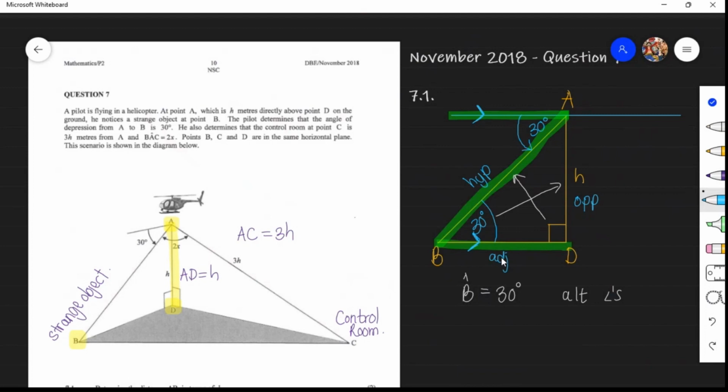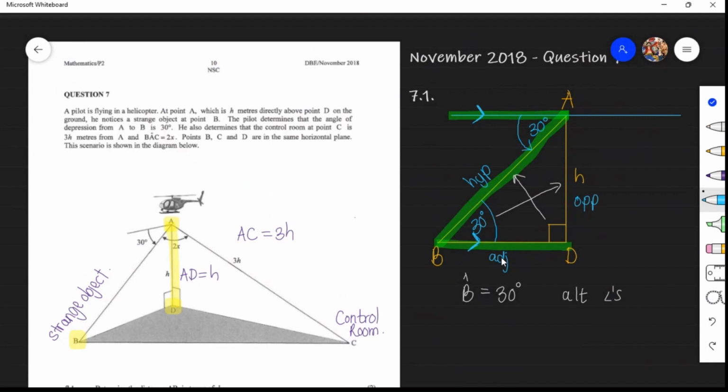Let us have a look at cos. If we were to use cos, that would be adjacent over hypotenuse. We do not have the adjacent value and we are looking for the hypotenuse, so we cannot use that identity because we'd have two unknowns.